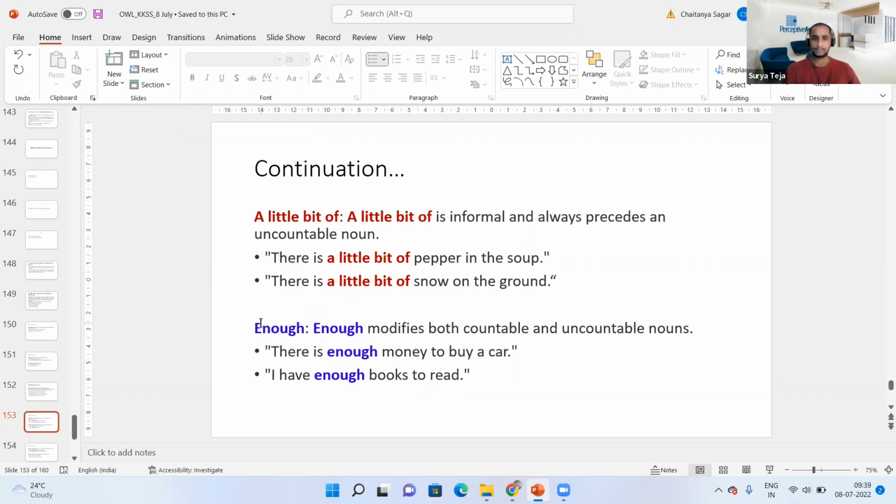And enough is used for both countable and uncountable nouns. You could say there is enough money to buy a car. There is enough water for five people, or I have enough books to read. Books is a countable noun, money is an uncountable noun. So enough is used for both, but a little bit of is used only for uncountable nouns. That is the difference between a little bit of and enough.